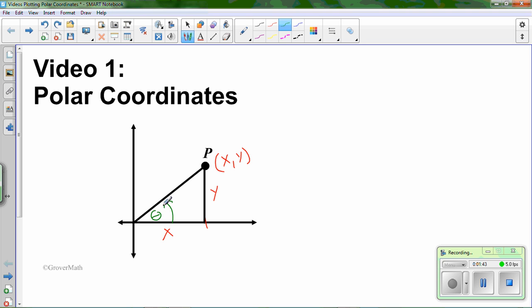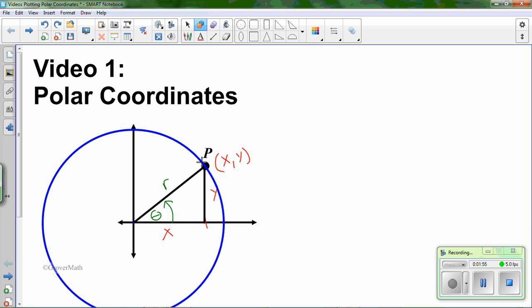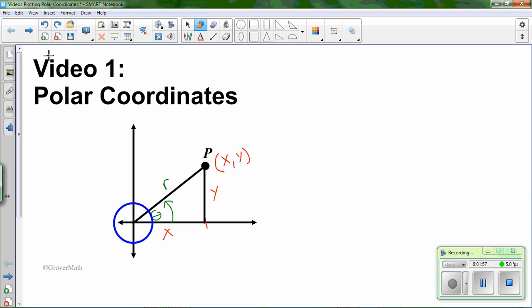And also with this right triangle, we have a hypotenuse here, and we could call that r. The reason we're calling it r is because we could also think of this as a big circle centered at the origin, and r would be the radius of that circle. But right now, you can think of it as the hypotenuse of this little right triangle we just created that's extending to this point P here.